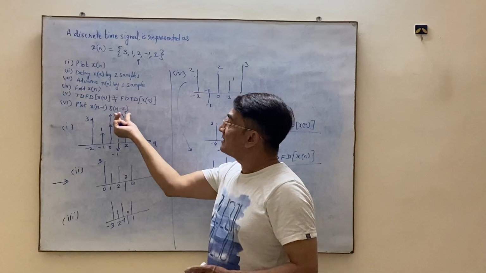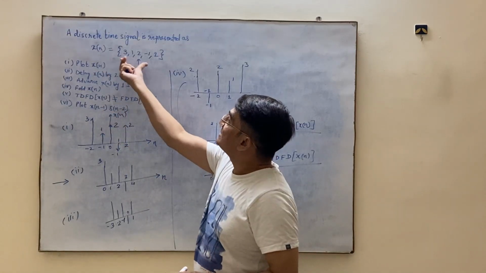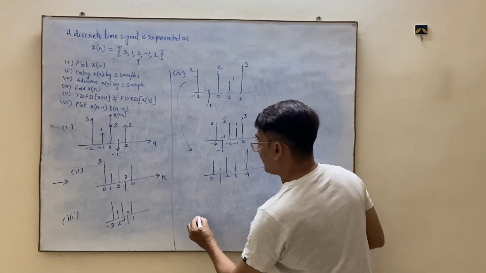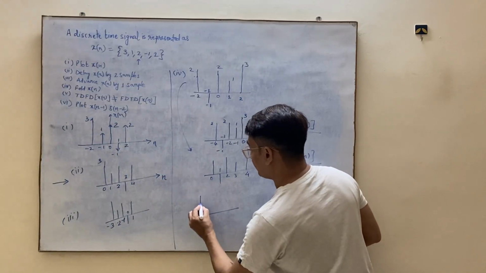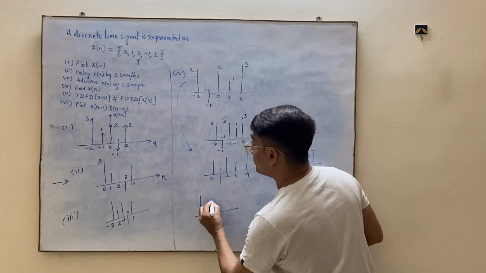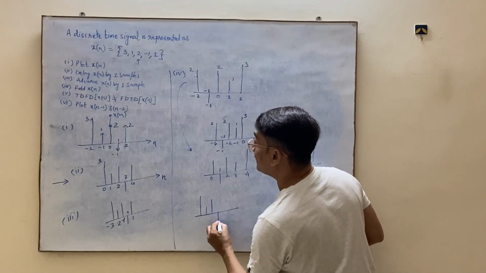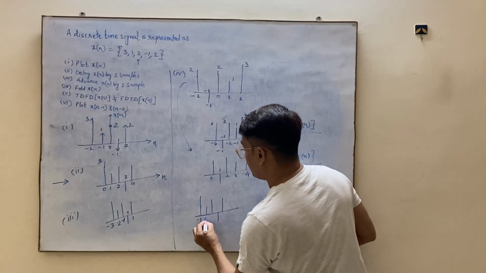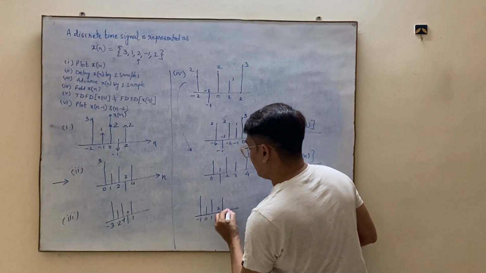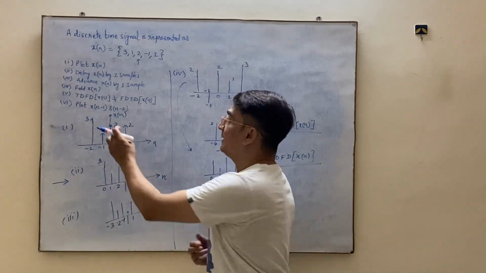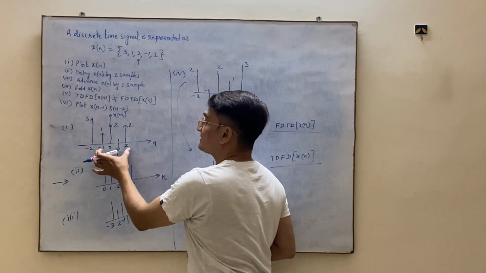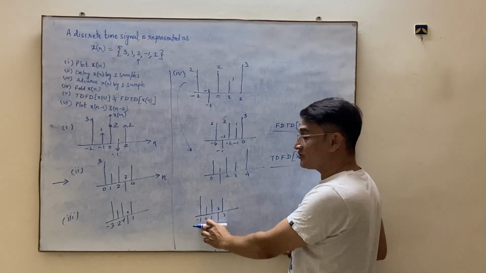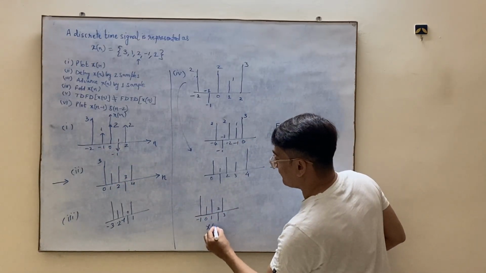Finally, plot x[n-1] δ[n-2]. So this is your x[n]. First you will calculate x[n-1]. x[n-1] means what? 3, 1, 2, minus 1 and 2, but it will be at minus 1, 0, 1, 2 and 3. Why? Because I have shifted or delayed this x[n] by 1 sample. So the sample at minus 2 will be now at minus 1. So this is your x[n-1].